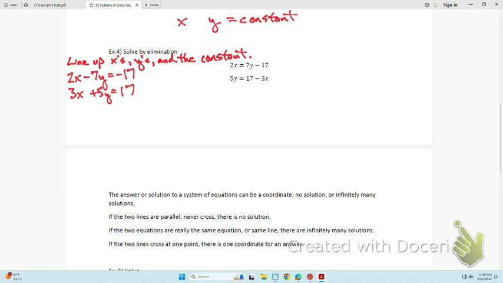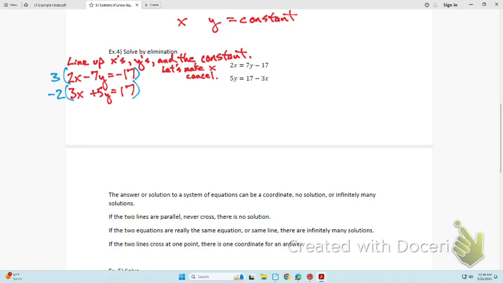Now you pick a letter. I'm going to pick x to cancel. Let's make x cancel. That is totally up to you. So I know 2 and 3 have a common multiple of 6. So if I multiply this equation by 3 and this equation by negative 2, they'll both become 6 and negative 6, and the x's will cancel.